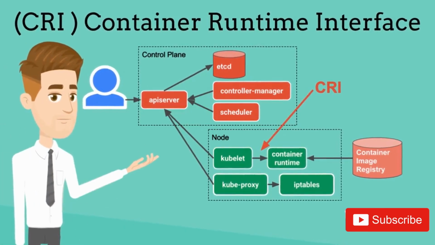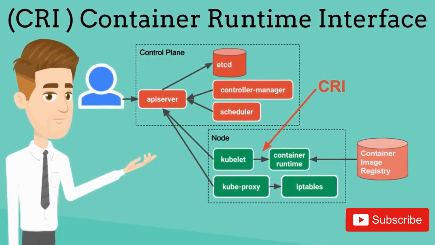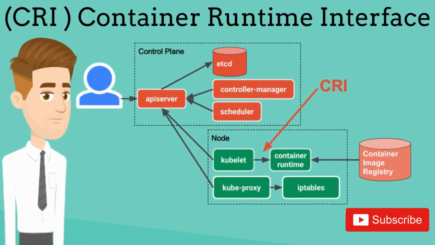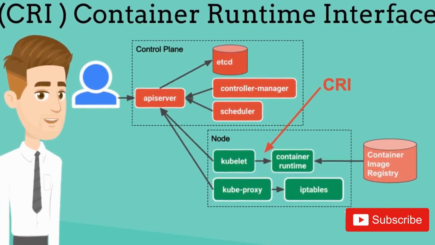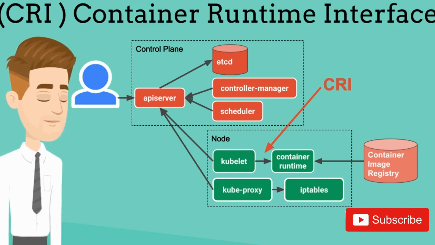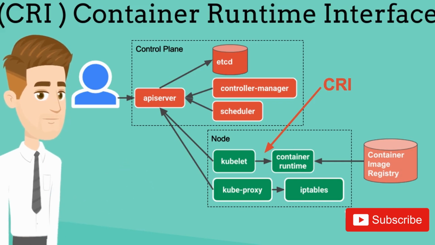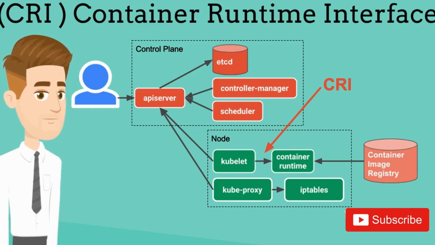CRI is a crucial component that allows the kubelet, or the agent running on each node in a cluster, to interact with various container runtimes. Think of it as a standardized language between the kubelet and the container runtime engine. A container runtime can be any application which is used for running and managing containers. There are many runtime engines available like Docker, Containerd, CRI-O, rkt, etc. The interesting part is that we can select any of them on the basis of our need and flexibility.